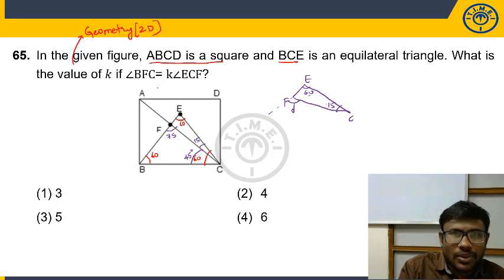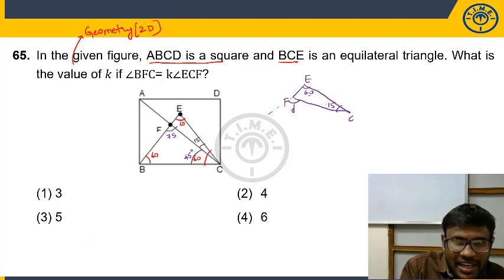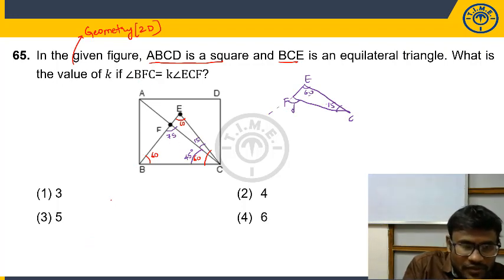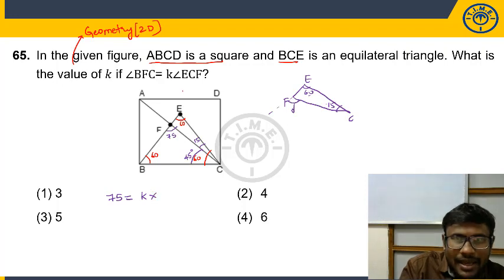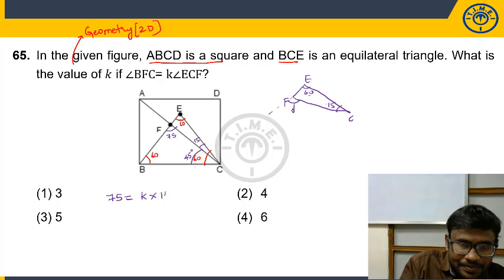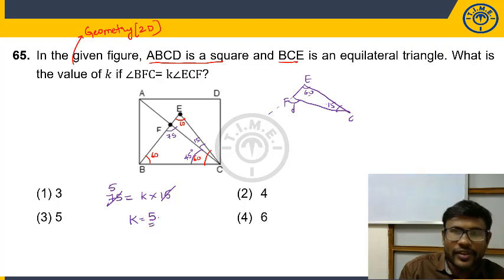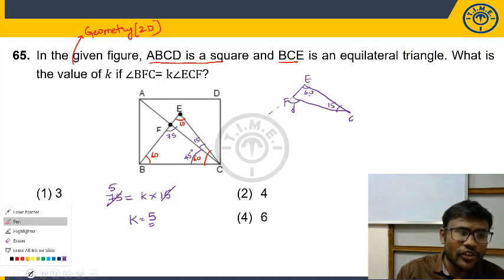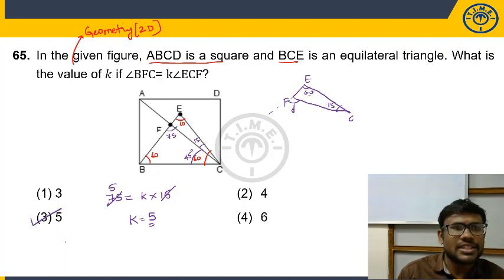Now what is the question? Angle BFC, how much did I get? BFC is 75, which is equal to K into angle ECF. What is angle ECF? I got ECF as 15. 15 fives are 75. So the value of K is 5. Option number 3 is your answer. I hope this is clear for you. Now let us get into the next question.